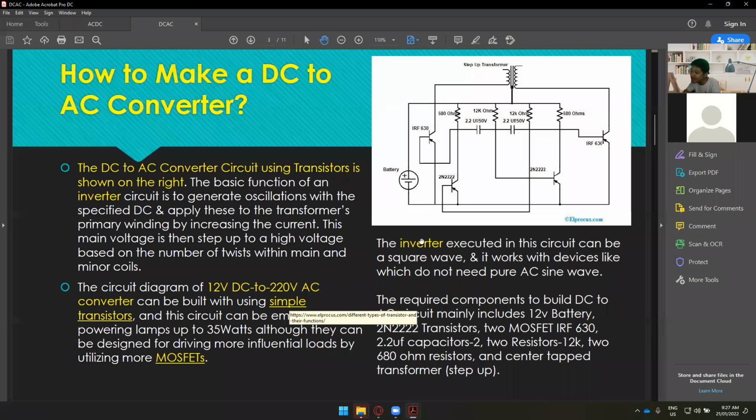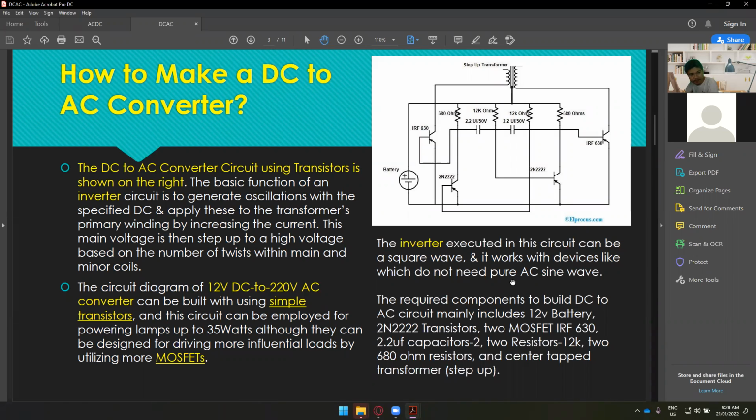It's actually simple, but for me, it doesn't look simple in this kind of circuit. The inverter executed in the circuit can be a square wave, and it works with devices which do not need pure AC sine wave. So if you have pure DC, just take note, we also have pure AC sine wave. So what are those not pure AC? If it's not the sine wave, then for example, square wave, what else?